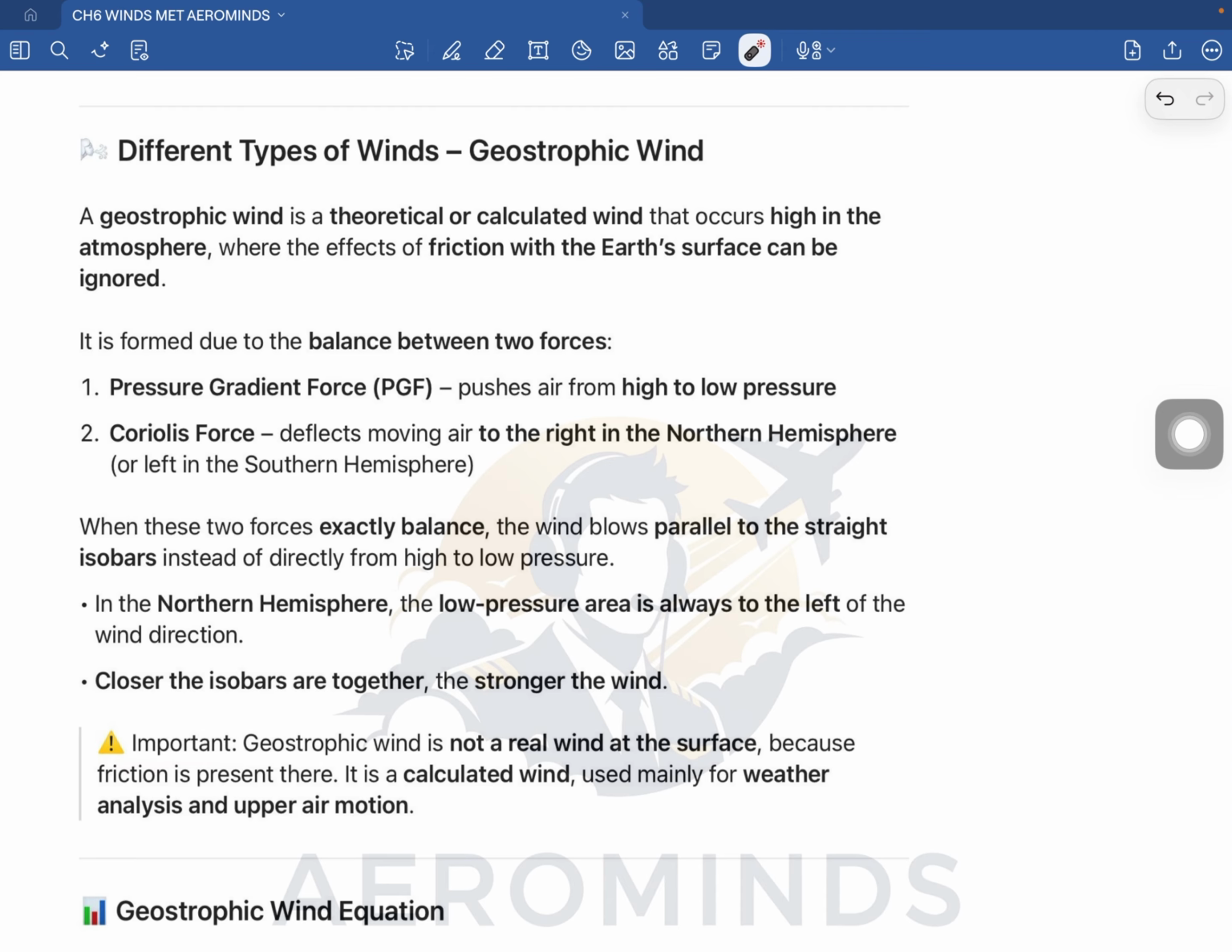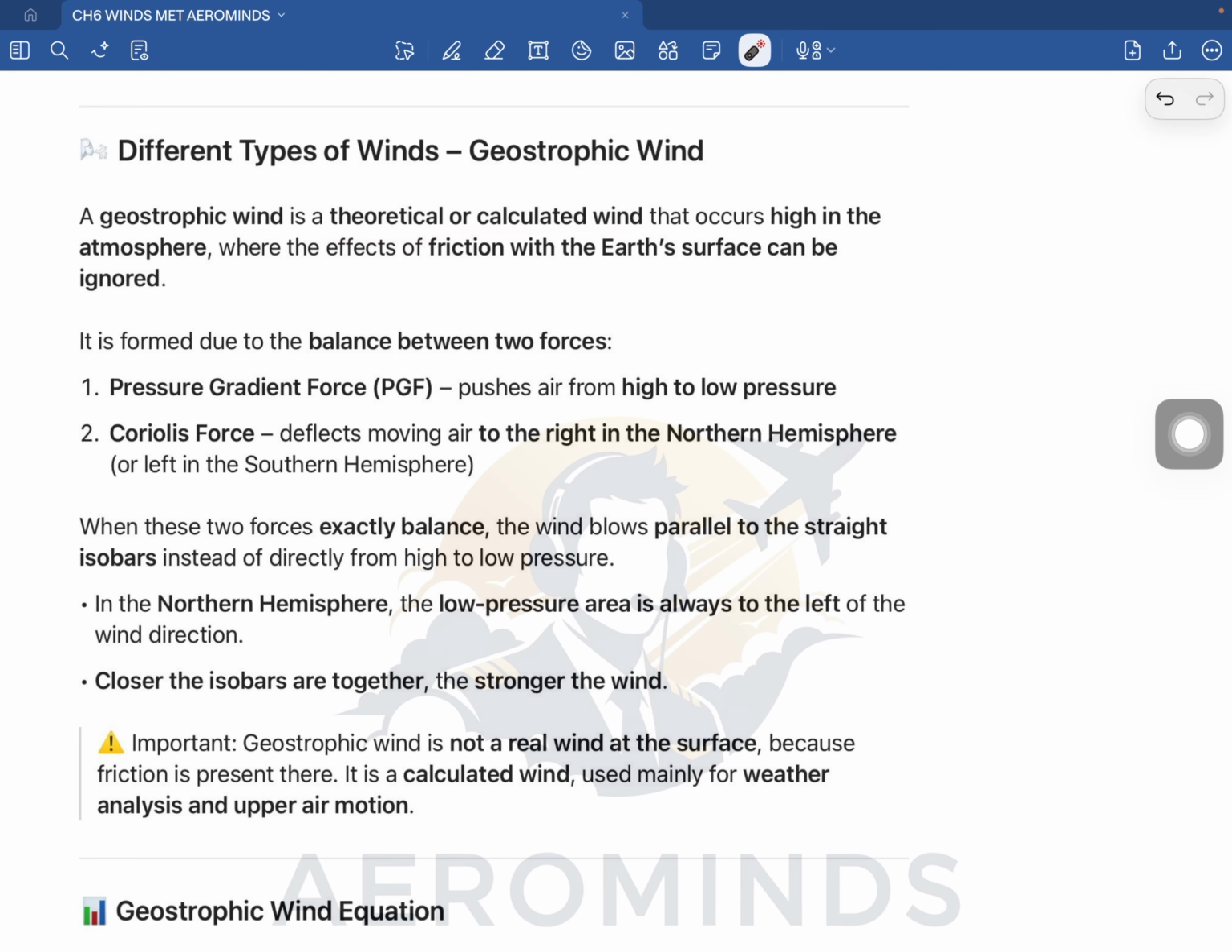Now also I want you all to understand this one mistake which all the students make. Geostrophic wind does not exist at the surface. Remember this, it does not exist at the surface. It is not a real surface wind, because friction exists at the surface and the balance between the forces is disturbed. So the geostrophic wind is mainly used in weather charts, weather analysis, and upper air motion. This is why we say that the geostrophic wind is a calculated or theoretical wind.